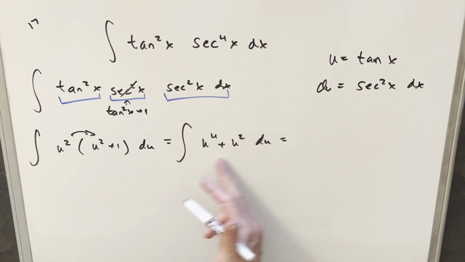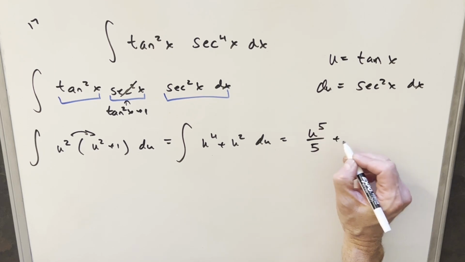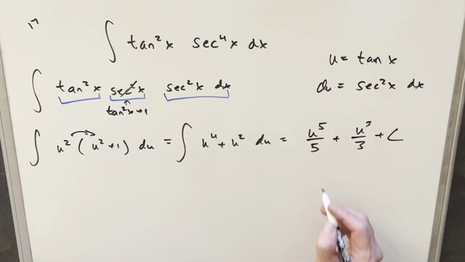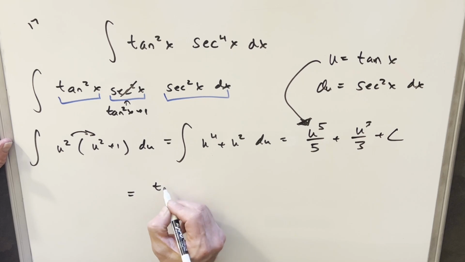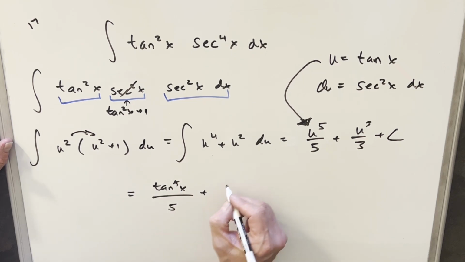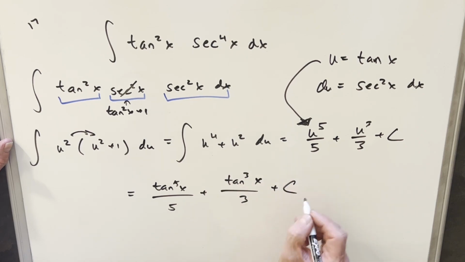Then I'll integrate really quick with the power rule on this. This is going to become u to the fifth over 5 plus u cubed over 3 plus c. All I need to do is back substitute now. So for our final solution, we're going to have tan to the fifth x over 5 plus tan cubed x over 3 plus c, and that's it.